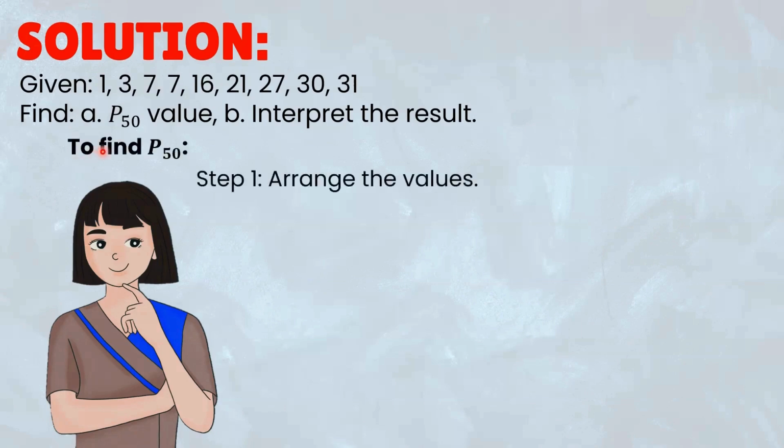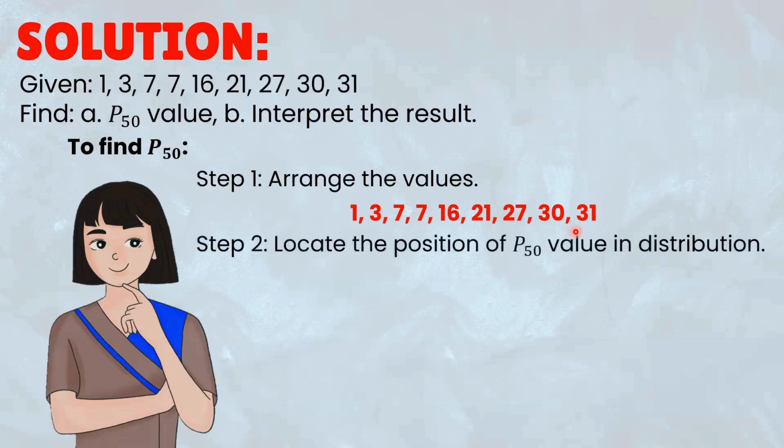Okay, so first let's find the percentile 50 value. First step, arrange the values in ascending order. So we have 1, 3, 7, 7, 16, 21, 27, 30, and 31. We simply copy from the given because it's already arranged in ascending order, from least to greatest. Step 2, locate the position of the percentile 50 value in the distribution.